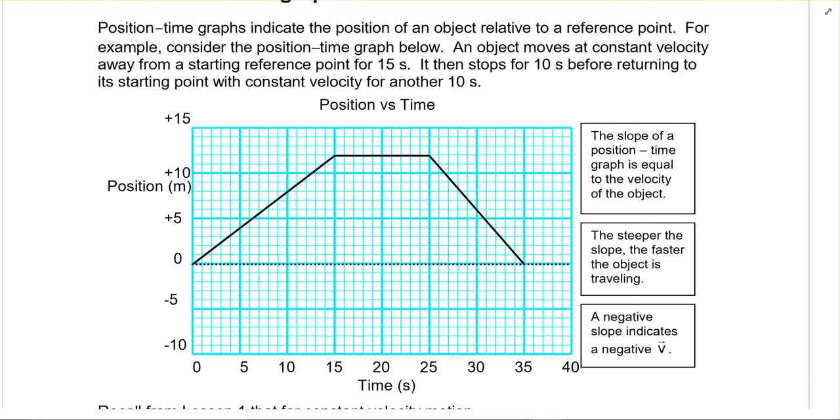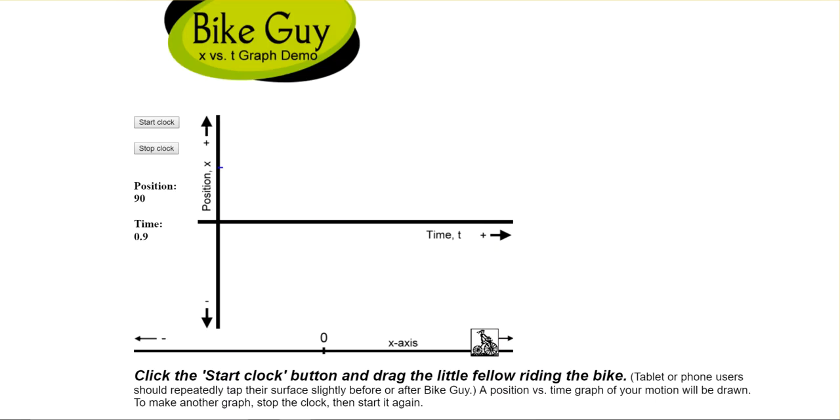So what I'm going to do is bring up a little gizmo. I can grab this little bike and move him along, and we're going to be able to show what that graph looks like. If I start the clock, the first thing you notice is that the bike's not moving, but the graph is, because time is along the x-axis. So if you see a straight line on a position-time graph, the thing's not moving.